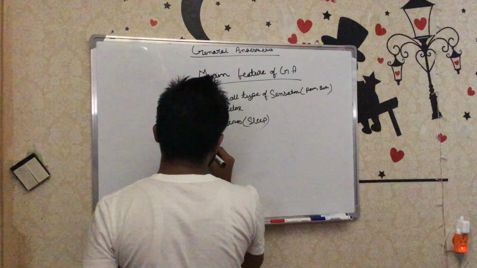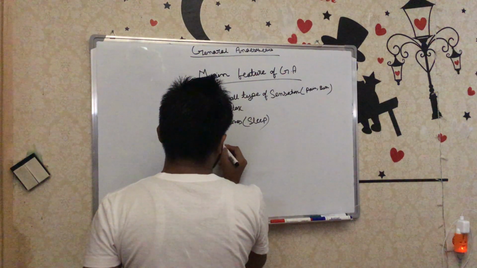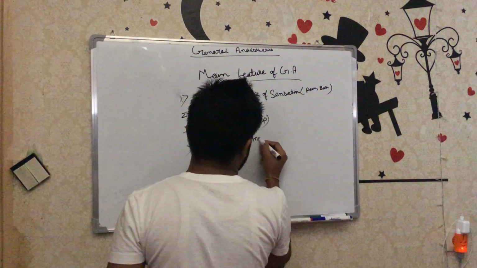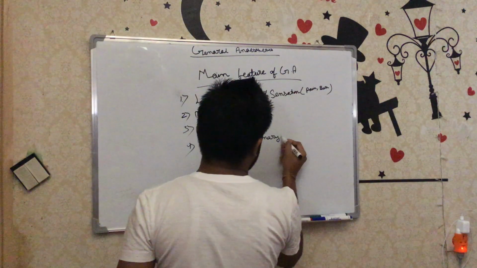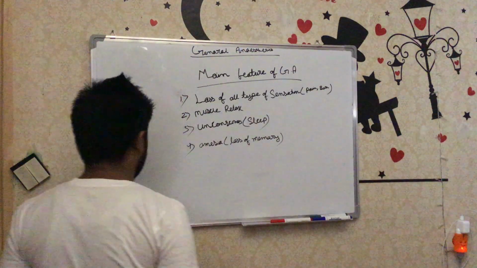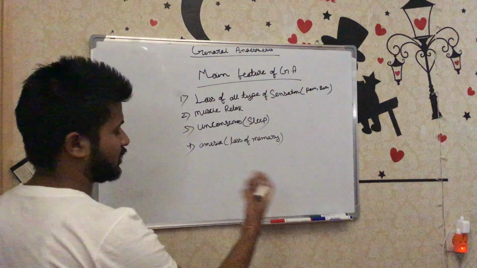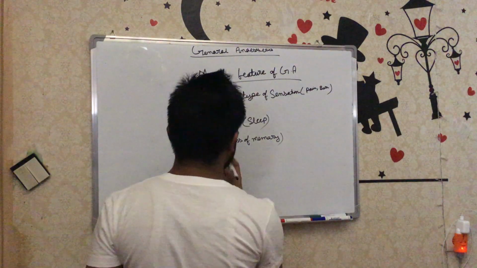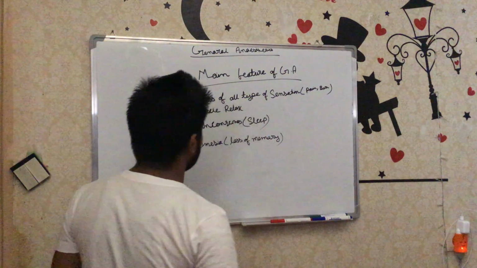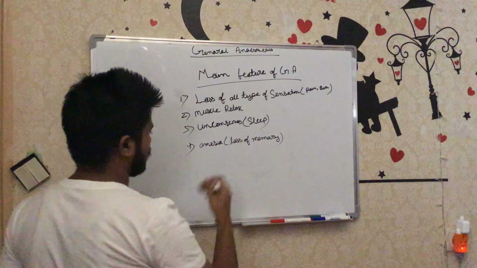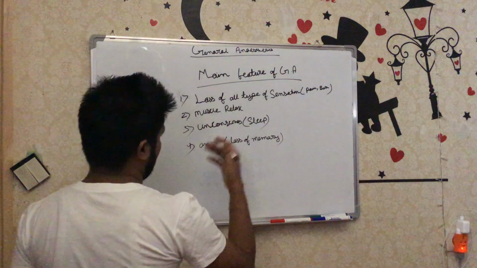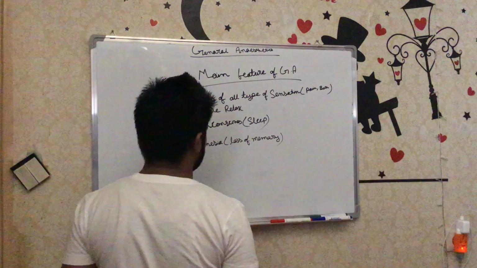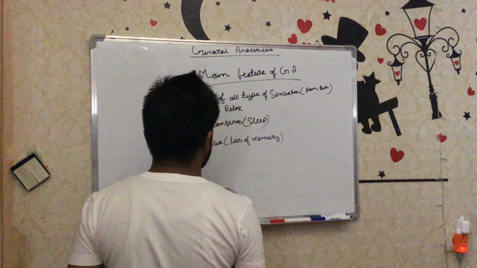Fourth, amnesia. What is amnesia? Amnesia is a loss of memory. Loss of memory means, of course the patient knows before and after the surgery, but during the surgery the patient will not remember anything. That's why the main feature of amnesia is loss of memory. Due to that, whenever they apply the general anesthesia, the patients will not remember anything during surgery. So that's why amnesia is developed.